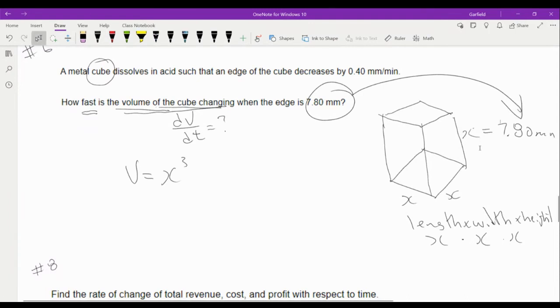So how fast is the volume changing? We need to find dV by dt, which means we're going to take the derivative with respect to time of the whole problem. So what's the derivative of V? Is it 3x squared dx by dt? All right, I agree with that on the right side. So that would be 3x squared dx by dt. How about the left side?